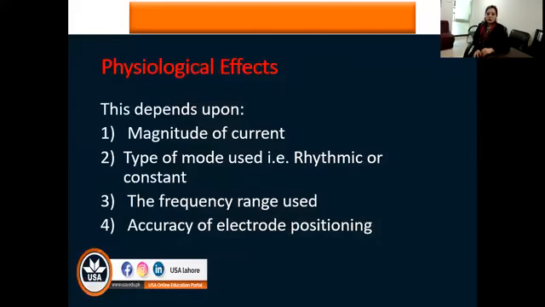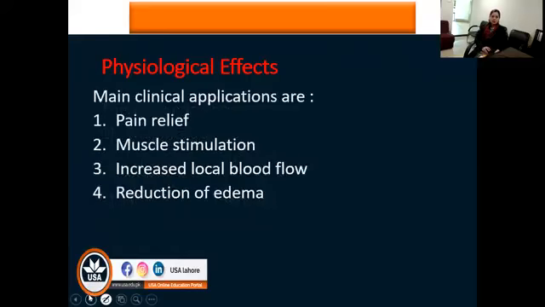Moving towards the physiological effects. Let me tell you, the physiological effects depend upon the magnitude of the current, the type of the mode we are using, the frequency range we have selected, and how accurately we have positioned the electrodes. After all these things, this current is going to cause relief of the pain. It also causes muscle stimulation and increases the blood flow, because wherever you apply any current, it is going to bring about contraction.